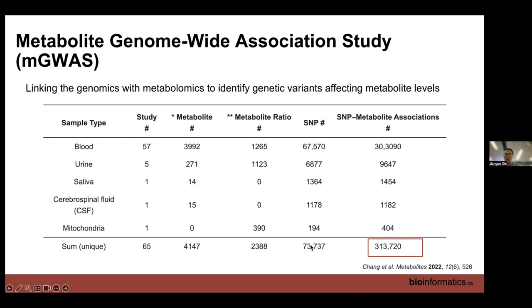The SNPs number about 17,400. This is not about the SNPs measured, but SNPs that have a significant correlation with metabolites. Here we basically use a popular cutoff of 10 to the minus 10 to 10 to the minus 8, which is a common cutoff for selecting significant associations in GWAS. You can see most studies use blood, urine, saliva, and CSF, and there is one study in the mitochondria. Overall, there are a lot of studies trying to understand the genetically influenced metabolite types.